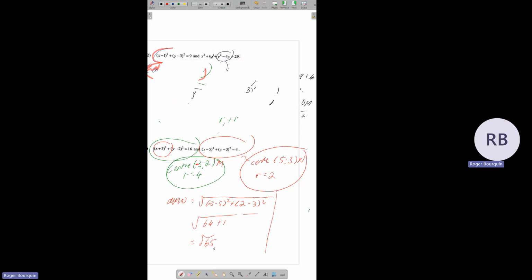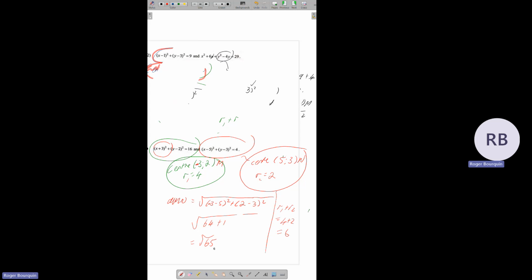Just double checking my work. That's what I get. I haven't made any careless mistakes. Okay, and then if I call this R1 and R2, R1 plus R2 is equal to 4 plus 2, which is equal to 6.